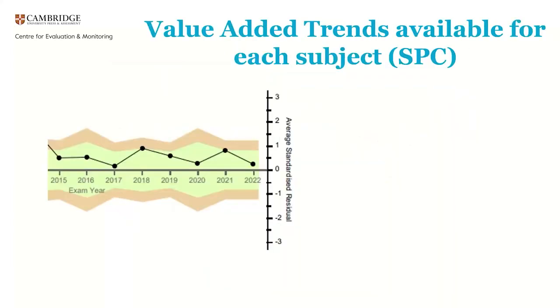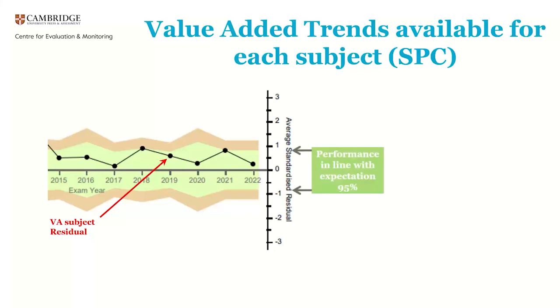Okay, and then the final chart that I was just going to have a little look at here was our statistical process control chart. This allows us to look at the achieved value added for a subject over a number of years. So we're able to determine whether there's something really good happening consistently with a subject, or whether we've seen a subject that is maybe starting to dip, performance-wise. So we've got the actual residuals. The residual is simply the difference between predicted and achieved grades.